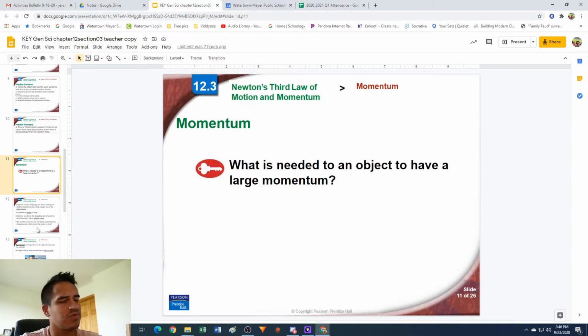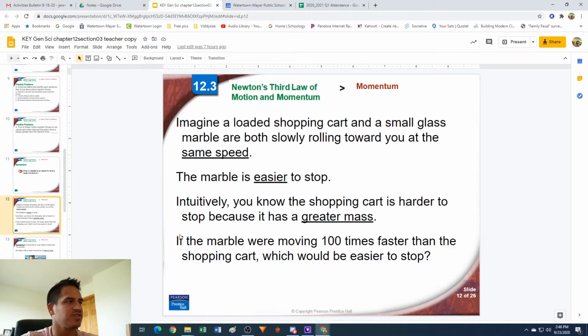Okay, so what is momentum? Now, most of you probably have a pretty good idea of what momentum is, and you know that things with large momentum are difficult to stop. But let's look at the physics definition, okay? So before we actually jump into that, let's think about an example here.